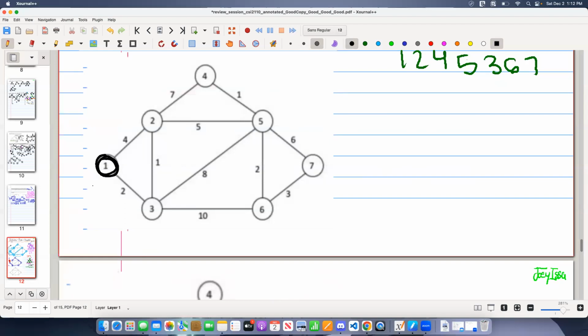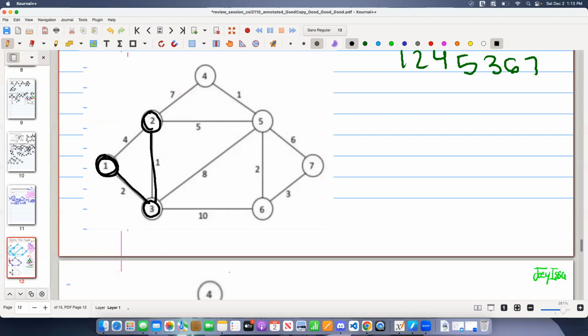We start at 1 and we see what's the least weighted edge that we could take. Well, that would be 2, because either we take 2 or 4. We choose to take 2. So now we have 3. What's the least weighted edge we can take? Now we have more numbers to choose from. We have 4, 1, 8, and 10. Well, 1 is the lesser of the bunch. So we take 1.